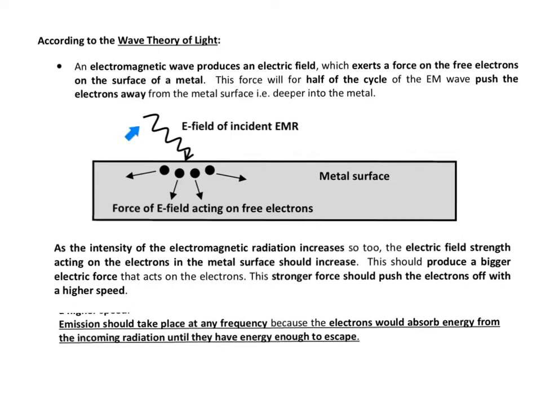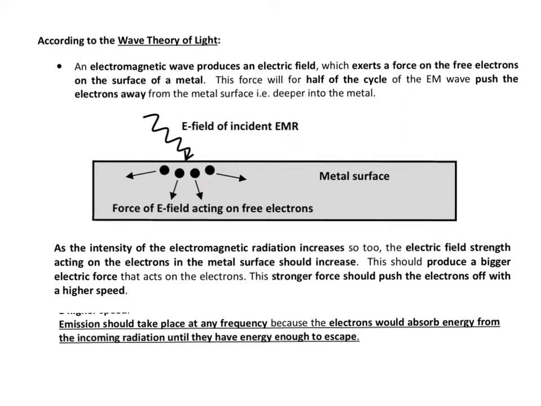Also, if electromagnetic radiation of a high enough intensity were to be shone on the surface of the metal, then the wave theory of light would predict that it would cause the electrons on the surface to wobble so much that they would break free. So the wave theory of light predicts that all frequencies of electromagnetic radiation should be able to eject electrons from a very shiny, clean metal surface.